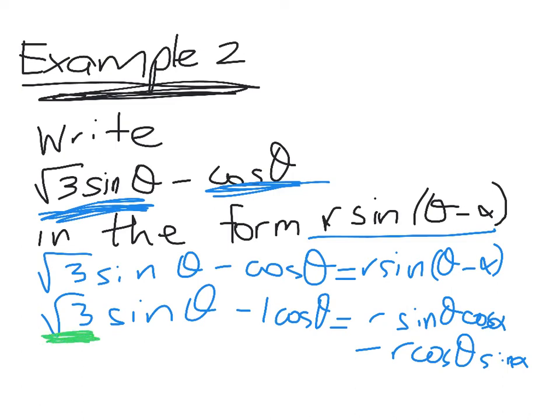You've got root 3 is equal to r cos alpha, and you've got 1, not negative 1, but just 1, is equal to r sine alpha. So let's do the triangles on the next slide, and you should be spotting a special triangle about now. Okay, so let me find the example. Okay, so what do we have?